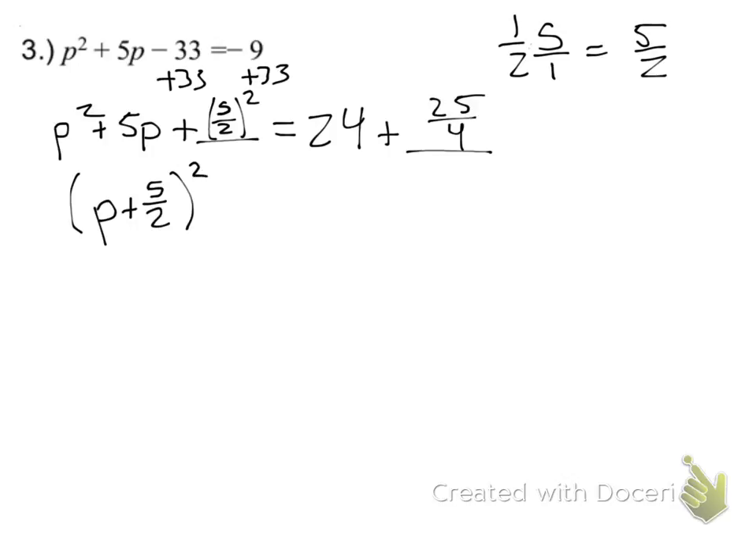Nice and easy. But the right-hand side, if I want to add those together, I need to have a common denominator. Common denominator between 1 and 4 is 4. So I'm going to multiply this one by 4 over 4. What's 24 times 4? 96. 96 over 4 plus 25 over 4. That equals what over 4? 121, okay. Hey, that's not bad.